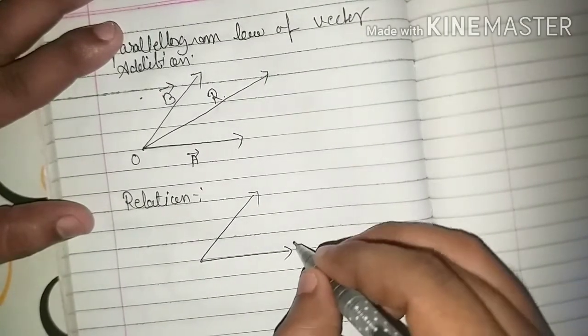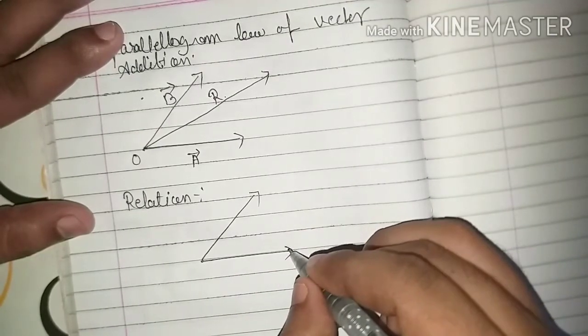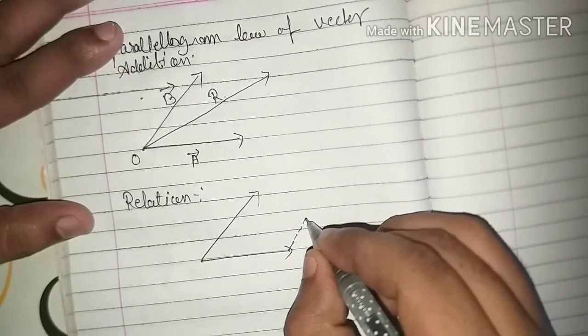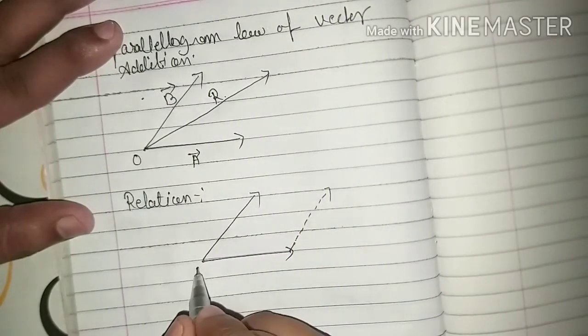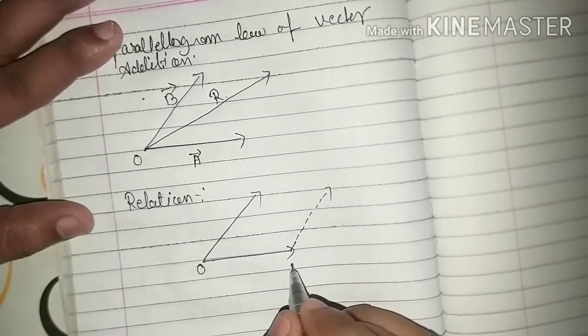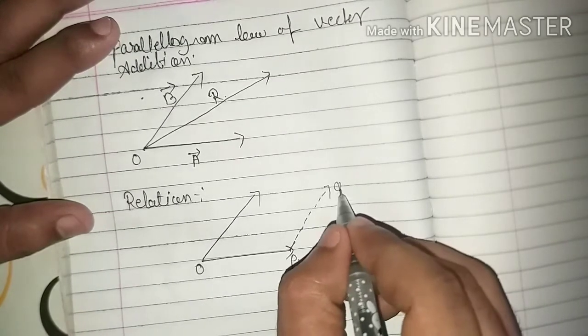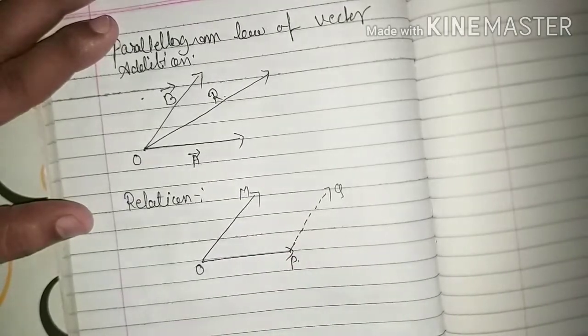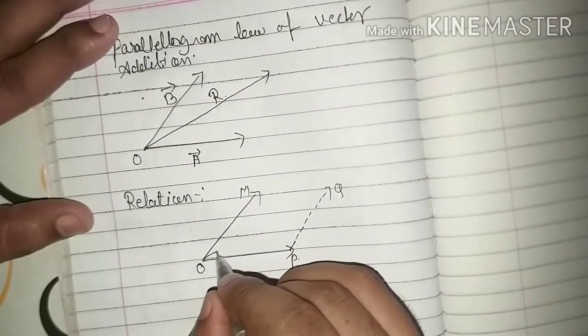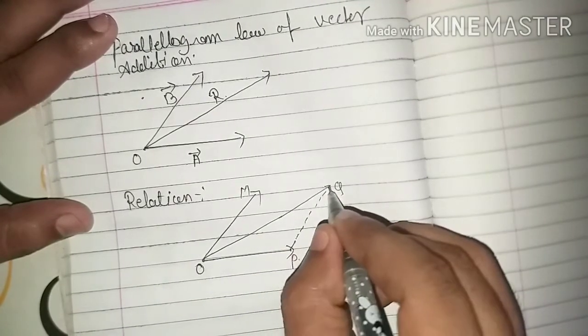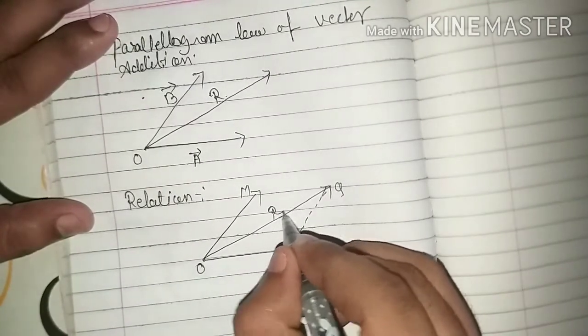So we take another line parallel to this from here, parallel to this vector. This point is O, this point is P, this point is Q, this point is M. Now the resultant vector is along the diagonal. This is the resultant vector R.